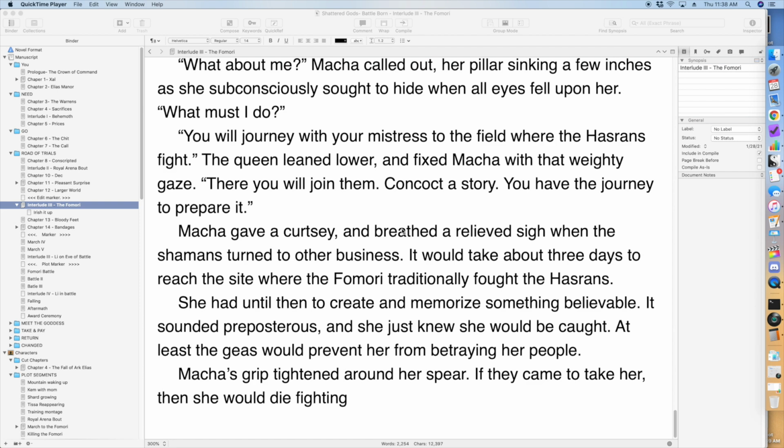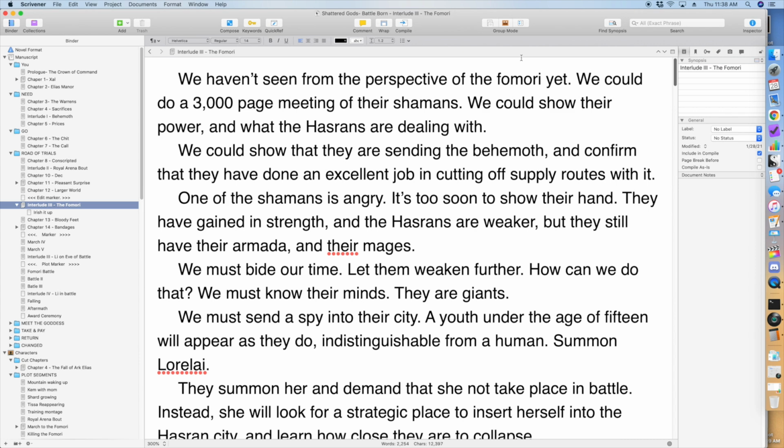Okay, so we are looking at the manuscript for Shattered Gods. Specifically, we are looking at Interlude 3, which the interludes, if you remember, are the chapters that I'm presenting from other people's perspectives. So anything that says chapter is from the first-person point of view of our protagonist, and the interludes are from other people that we need bits of information from. So one of the other major characters has already been presented. Now we're looking at the Fomori, who are my villain for the first book.